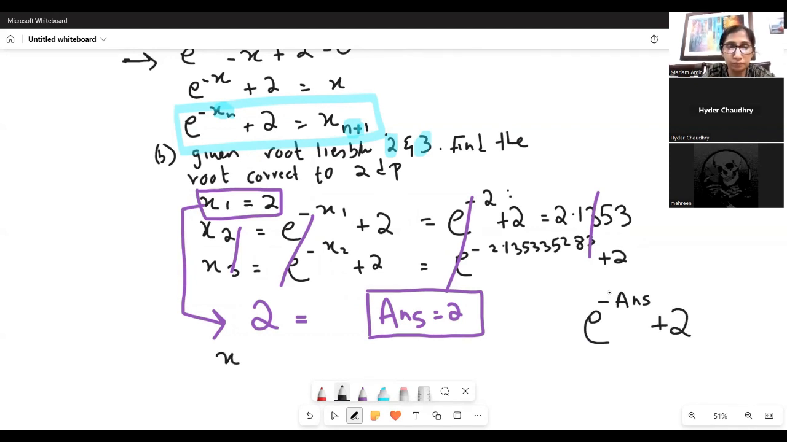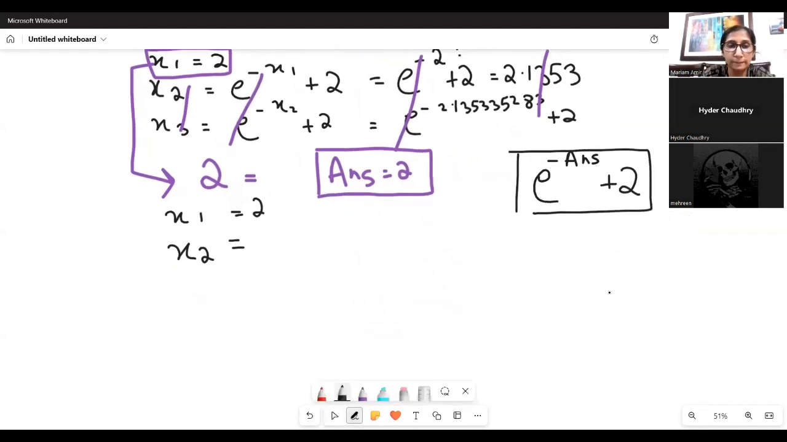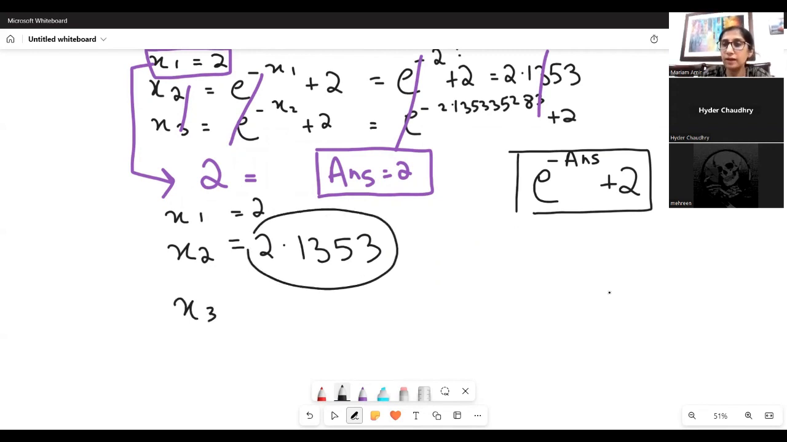So x1 is 2. Now for x2, as long as you've entered this in the calculator, you press equals to. Now e power minus answer plus 2. I've entered this in my calculator and I'm going to press equals. So it's giving me the second result of the second iteration, which is 2.1353. Okay. When you press equals to again, तो वो इसको दोबारा से आंसर में जाके फीड कर देगा. So that would be 2.118.